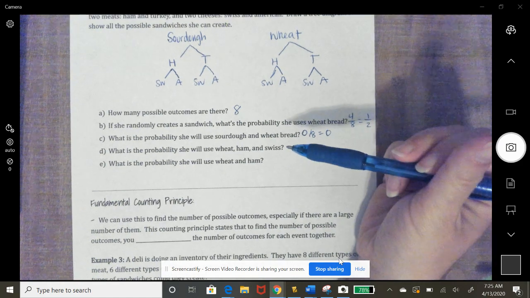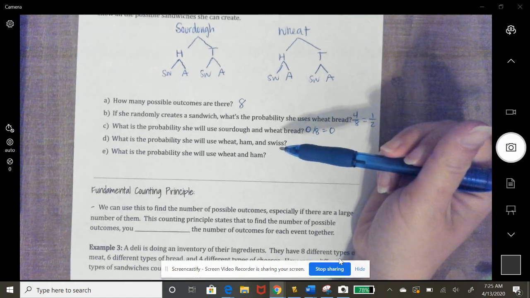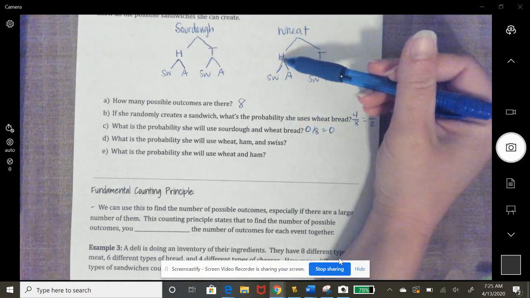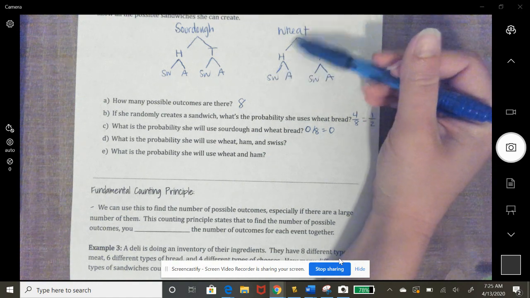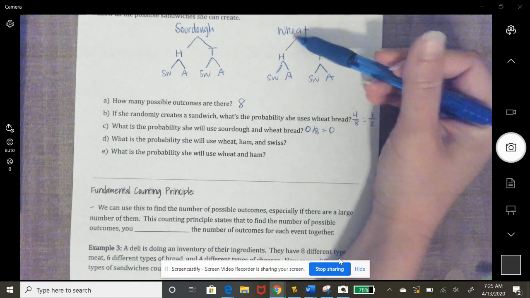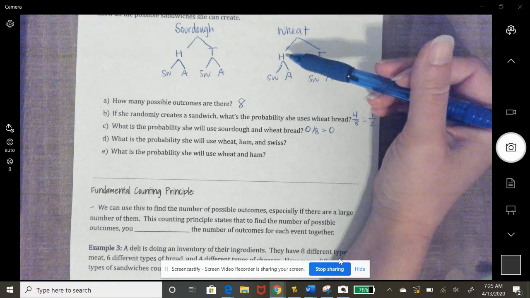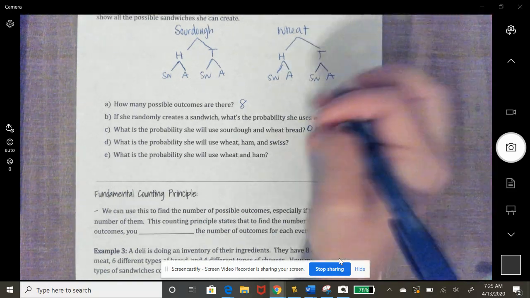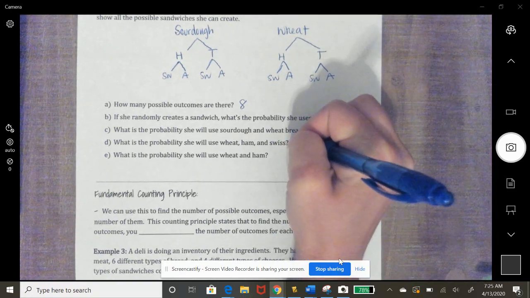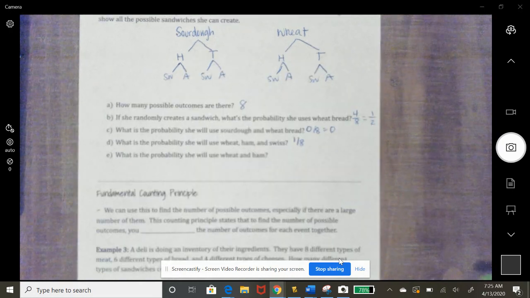Okay, what's the probability she'll use wheat, ham, and Swiss? So we have wheat, ham, and Swiss right there. Okay, so that's 1. Do we see any other wheat, ham, and Swiss? No. So that's the only one we have. So 1 out of the 8 possibilities.